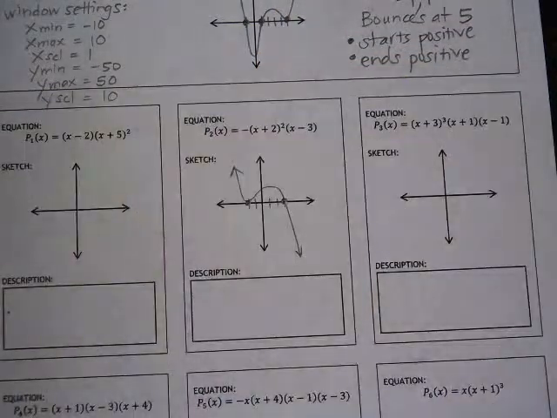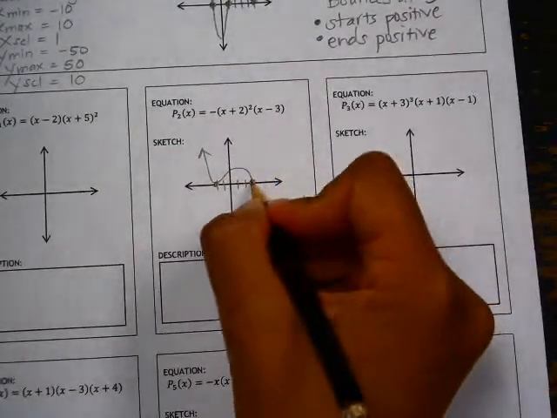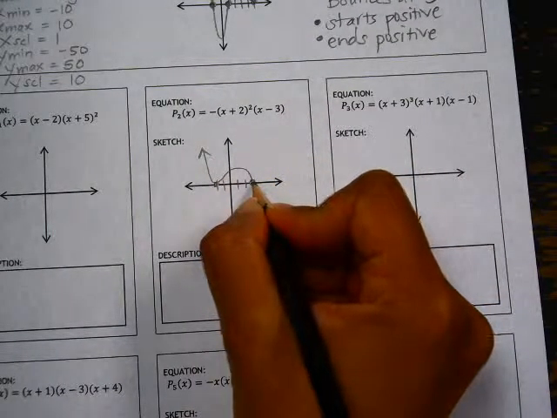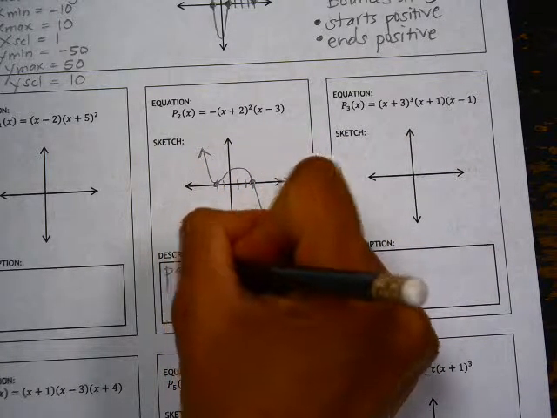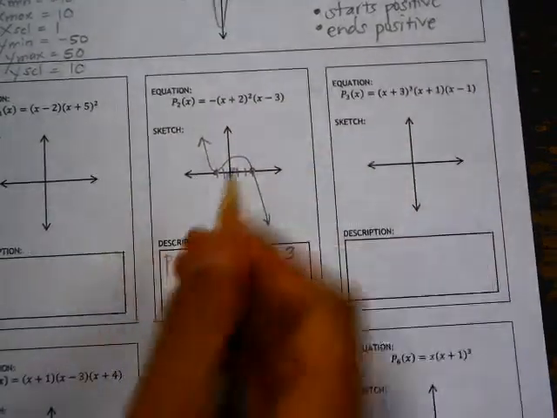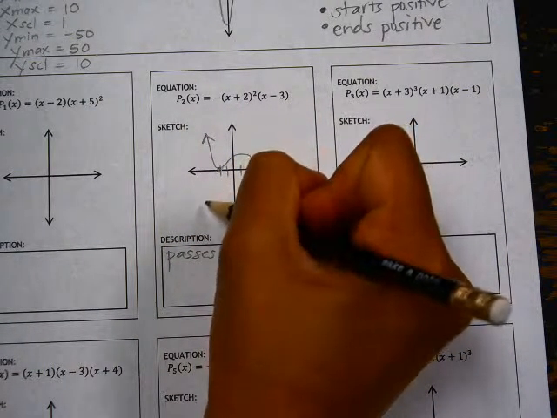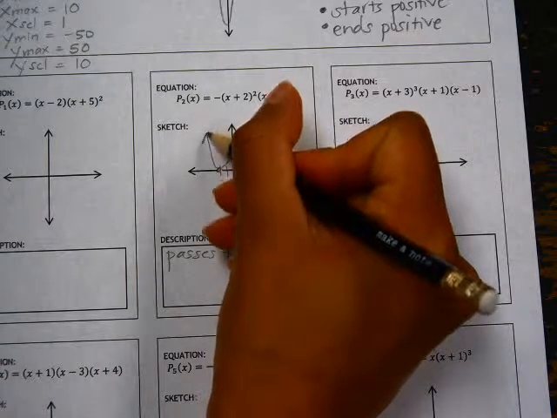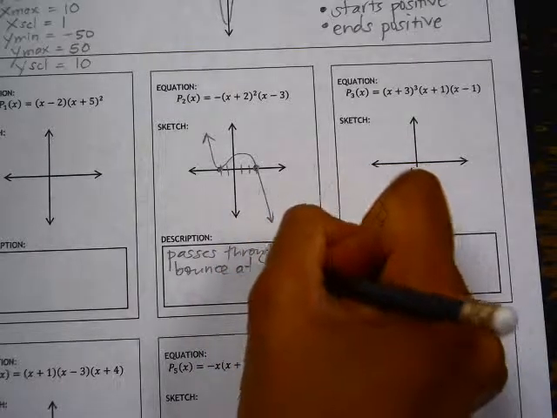So for the description, the first thing is to describe the x-intercepts. So starting at 3, the graph starts on one side of the x-axis and goes through to the other side. So we can say that it passes through 3. At this x-intercept, the graph does not go through to the other side of the x-axis. It bounces off of it. So bounce at negative 2.